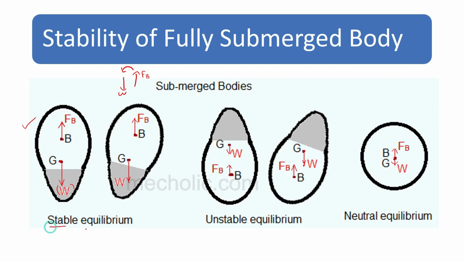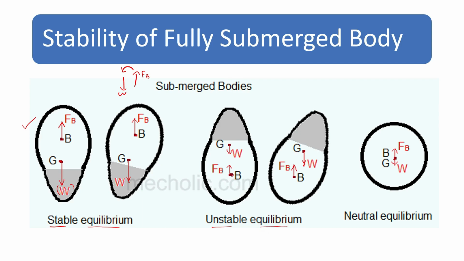So this is called a stable equilibrium. That means the body is coming back to its initial position, so the body is stable. If the body is given a tilt towards right, it will come back to its initial position. Similarly, if the body is given a tilt towards left, it will come back to its initial position. So the condition is that the center of buoyancy should be above the center of gravity for a fully submerged body to remain stable. Let us take an unstable equilibrium condition.